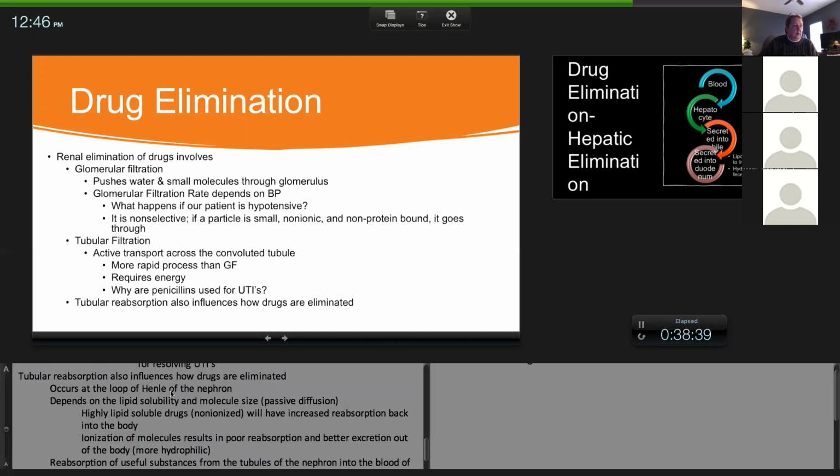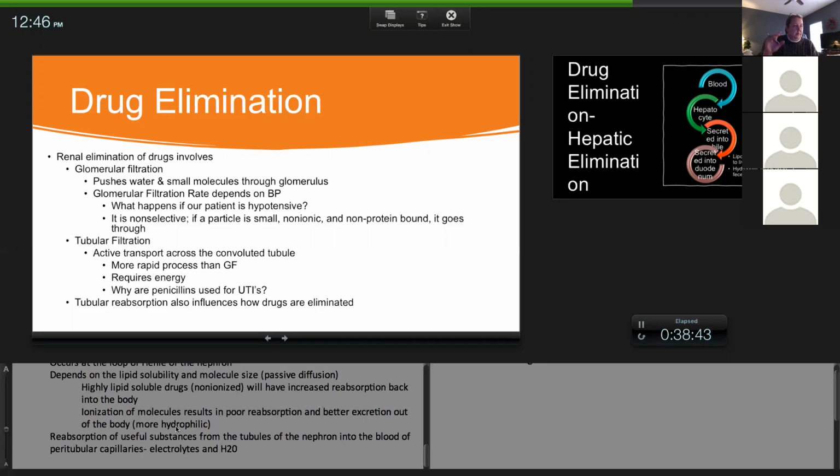So this is at the loop of Henle. You also can get some reabsorption at the DCT, which is the last part of the nephron. But this would be useful substances we want, and also reabsorption of electrolytes and body water. Again, the body's constantly being monitored. If the animal's dehydrated and we want more water back, that happens usually at the loop and the DCT towards the end of the nephron.